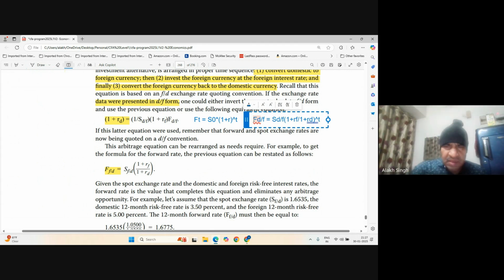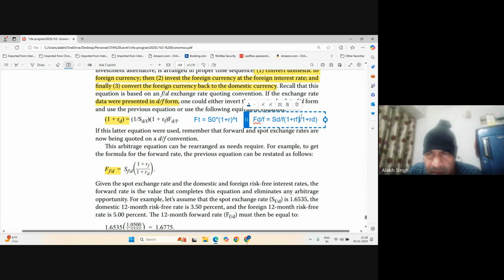So if we rearrange this, then what will 1 plus RD be? Now here the T is 1. For simplicity, let's take T equal to 1. If I remove this T, with T equal to 1, then what will happen?